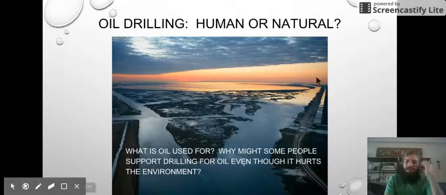Now, it might make you think, what is oil used for? Why might some people support drilling for oil even though it hurts the environment? Well, oil is used for energy and it's turned into gasoline for cars. So why might some people support drilling for oil even though it hurts the environment? Well, it allows people to have energy to travel in their cars. Also, it's somebody's job to drill that oil and take it to a store and sell it at the store. So some people depend on it for their jobs. That's why they might support oil drilling even though it hurts the environment.